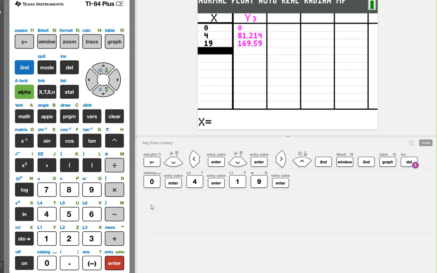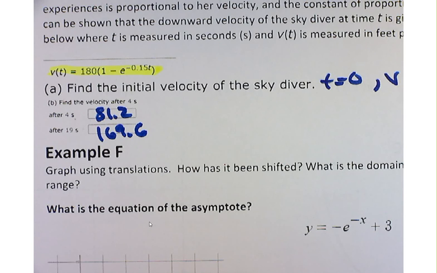All right, so t equals 0, v equals 0, then 81.2, finally 169.6. All right, so basically just asking you, can you plug this into your calculator and come up with some values.